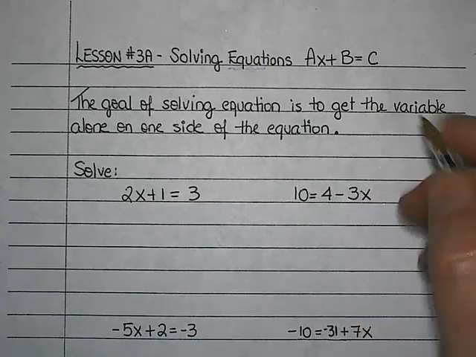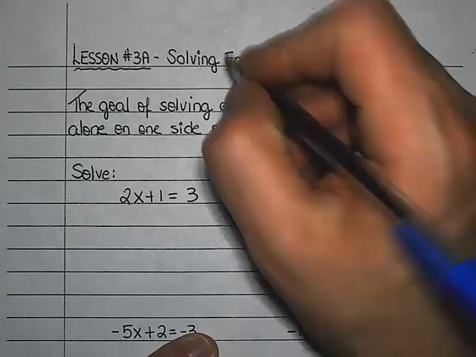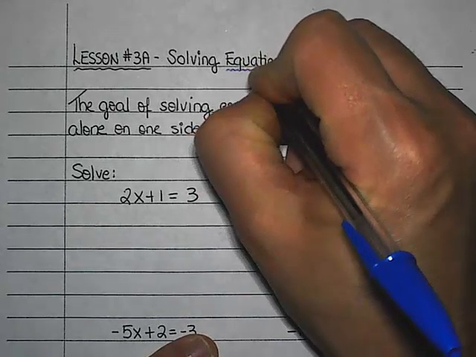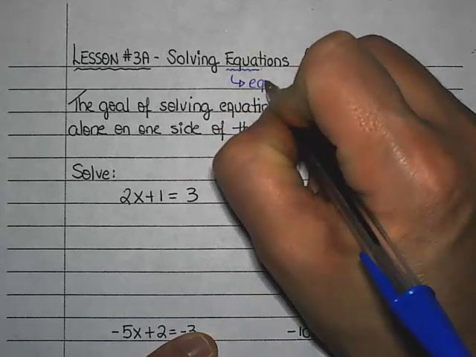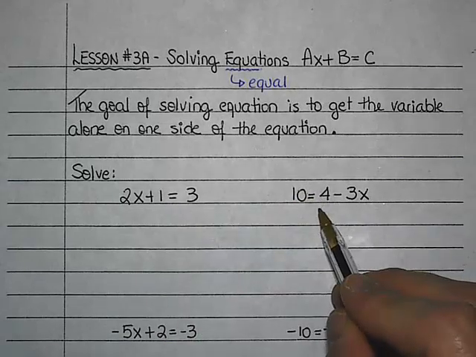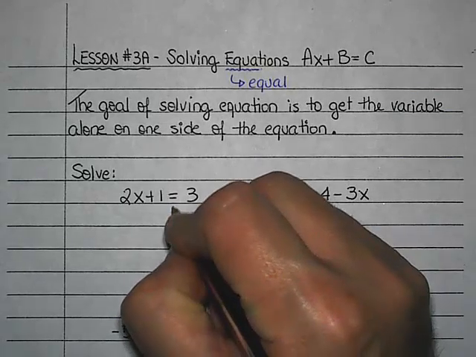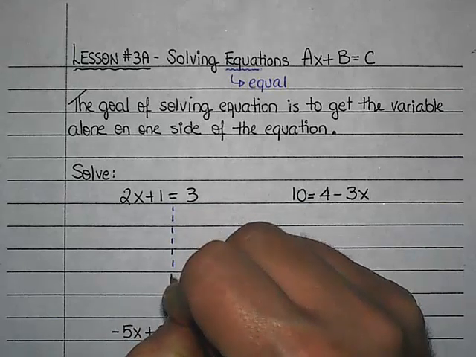Hello, this lesson is going to be on solving equations. The word equation comes from the word equal. So if you notice, equation comes from the word equal. And the reason why, because equations have an equal sign. In fact, the equal sign is what divides the equation into two sides.